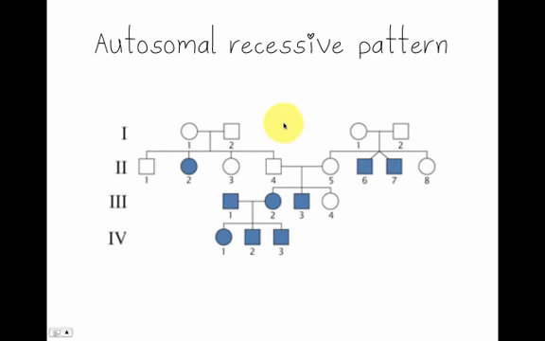So here is a pedigree showing that. So you can see here, automatically, it skipped a generation. So that first generation there, it wasn't present, but then in the subsequent generations it is.